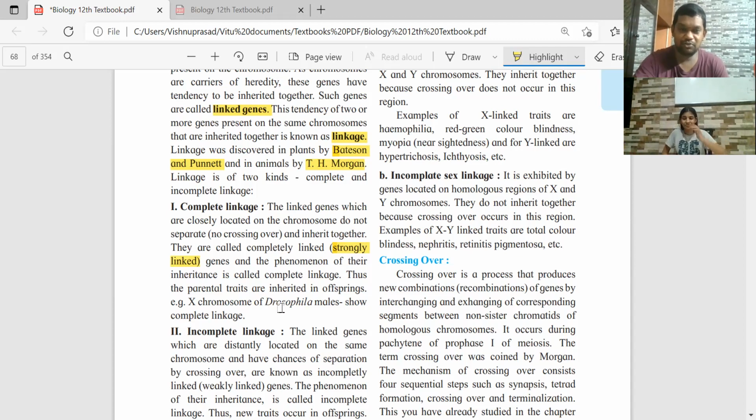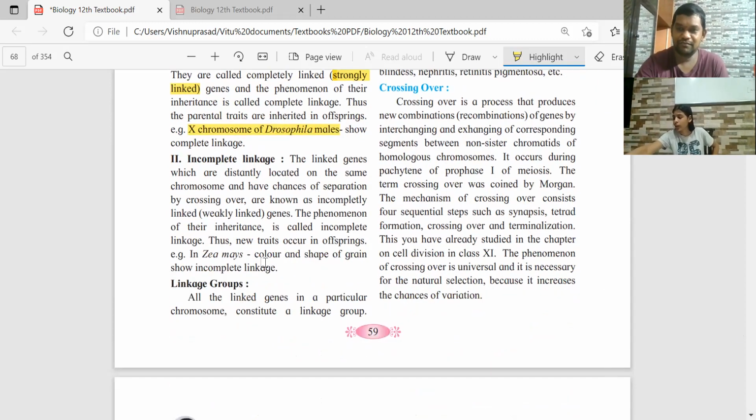In Drosophila, the males have an X chromosome. The X chromosome of Drosophila males shows complete linkage. Remember the example. Now talking about incomplete linkage. Complete linkage means in the same chromosome. I'll show you this a bit.